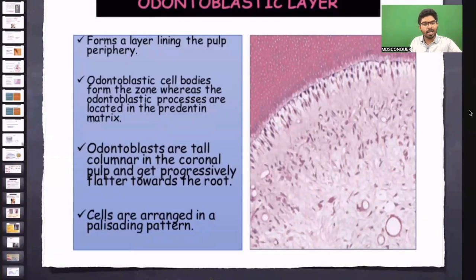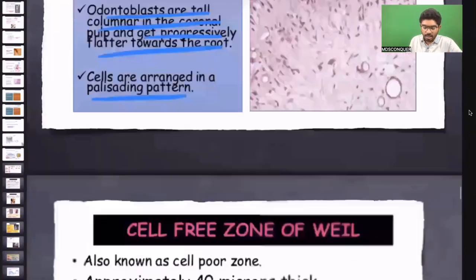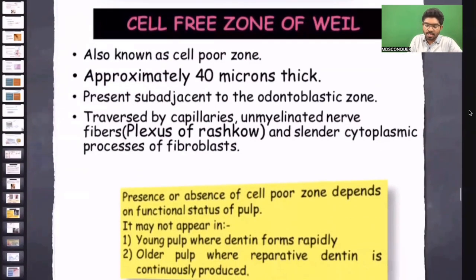So odontoblastic layer is very, very simple. It is the peripheral layer. The odontoblasts are tall columnar cells in the coronal pulp, and they gradually become flatter as they move to the radicular pulp. Okay, the cells are arranged in palisade pattern. Very simple, nothing too heavy. Then comes the stress-free zone. Whenever you're free, well-being will be more.